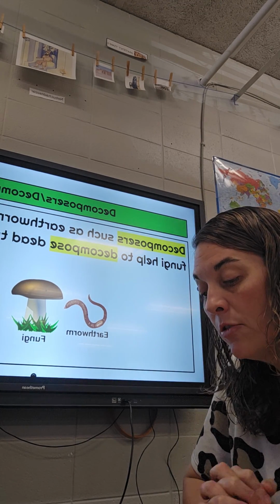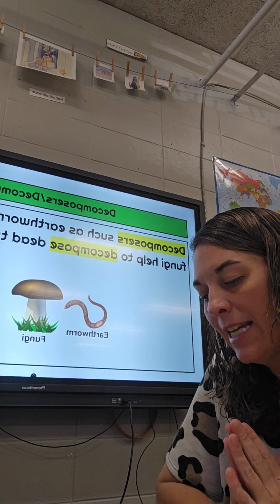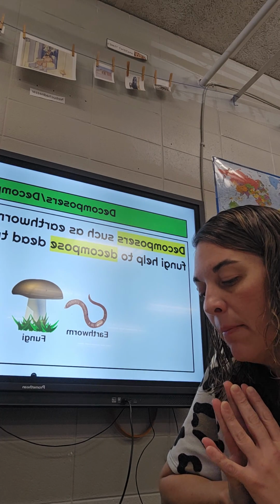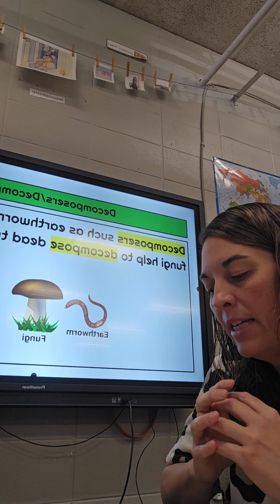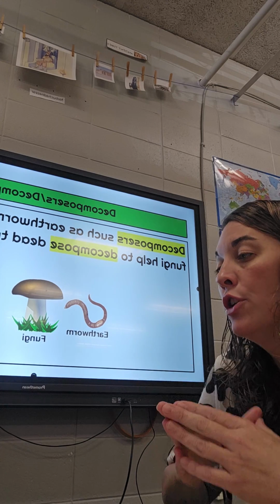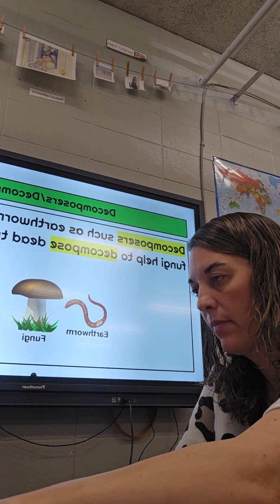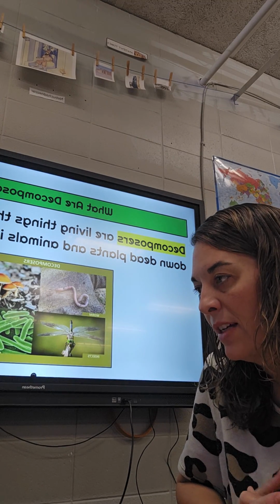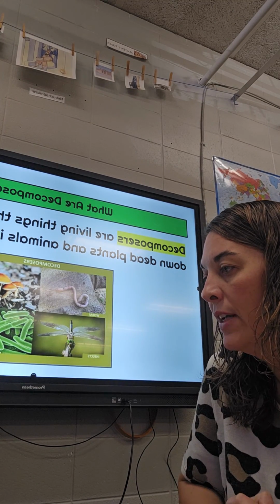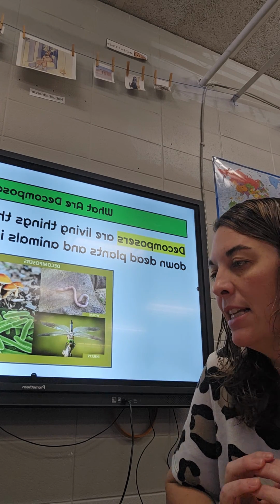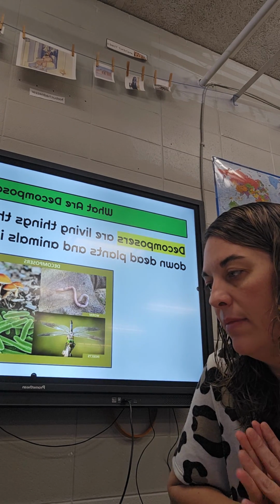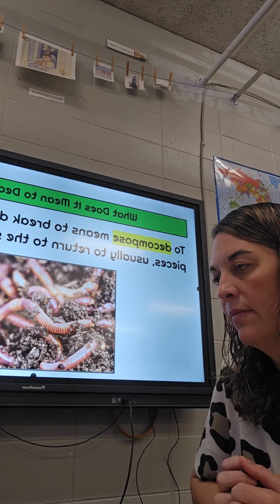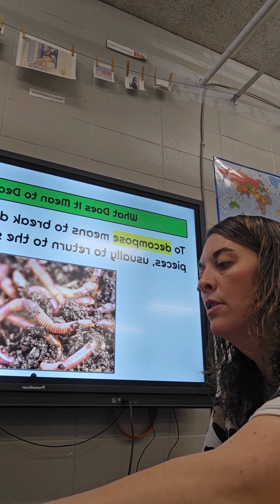Decomposers are living things that help to break down dead plants and animals into small pieces. To decompose means to break down into little pieces, usually to return to the soil. Like the circle of life. So decomposers are living things that help to break down dead plants and animals into small pieces, usually back to dirt and back to the earth. All right, so usually return to the soil.